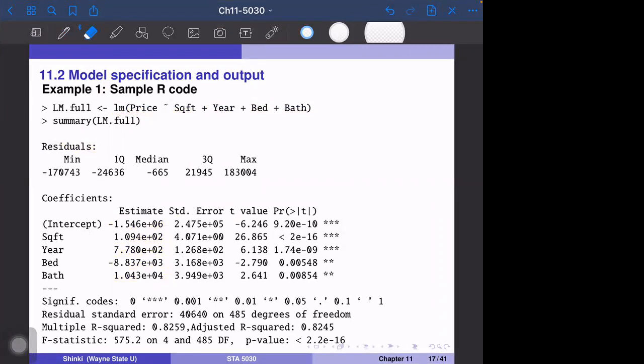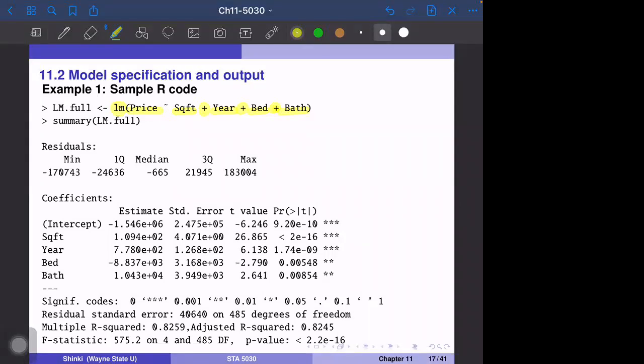Hi, now we have an example for multiple linear regression. So remember this data set. The response variable is price, and predictors are square footage, year, number of bedrooms, and the number of bathrooms. So we can connect these predictors by plus symbol, and still we can use the same lm function as chapter 6. Then we can fit the result.